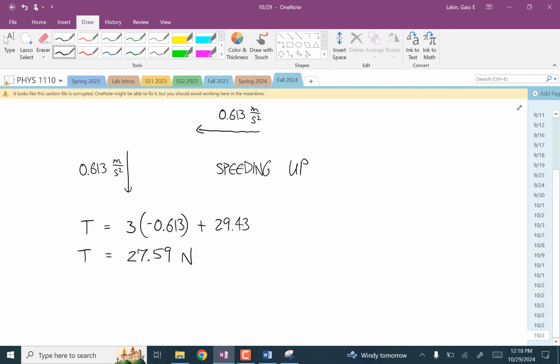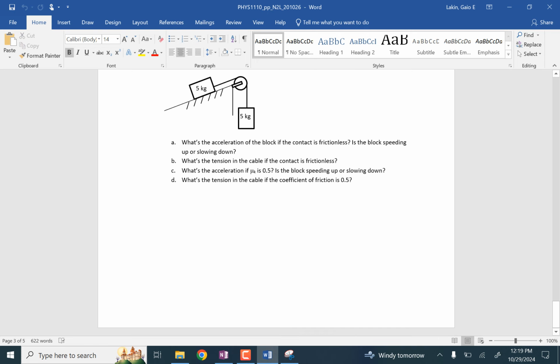Any questions about that? Okay, so the next one is pretty similar, but it has the extra complication of having a rotated coordinate system.